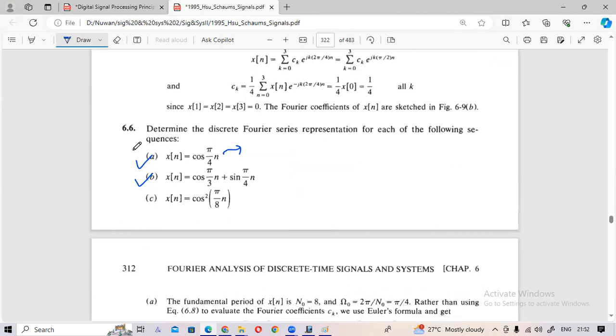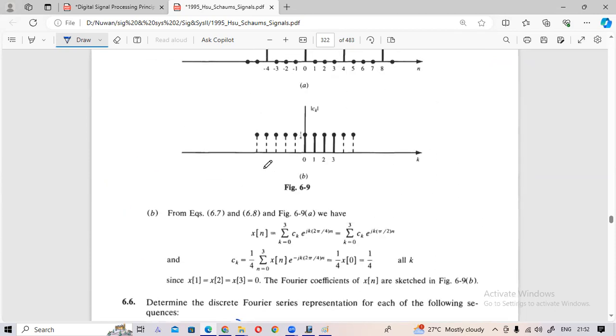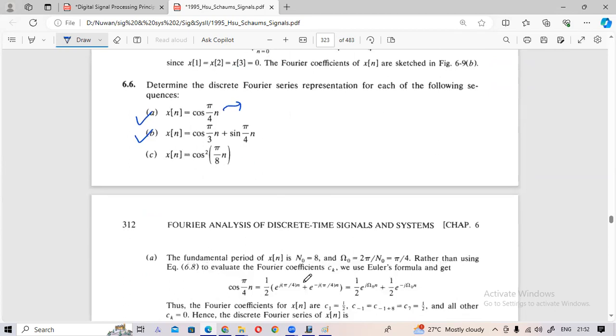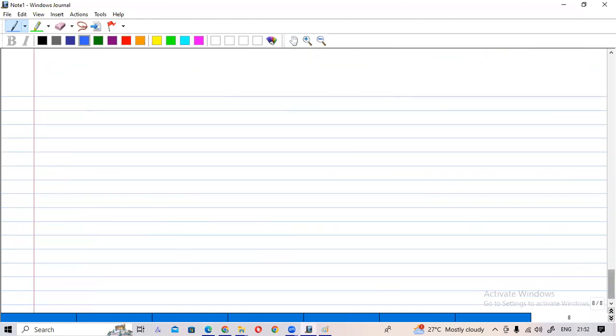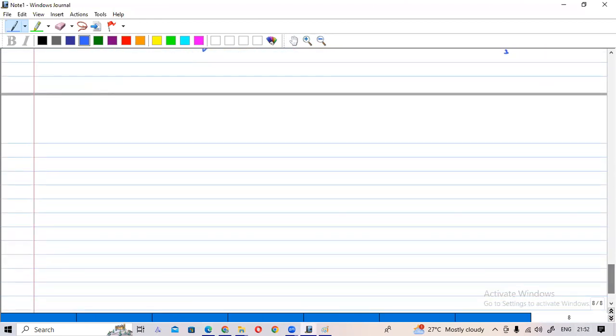Also try to do this one, which is for Fourier series. I told you that we have two things: Fourier series, and Fourier transform. Fourier transform is for non-periodic signals.